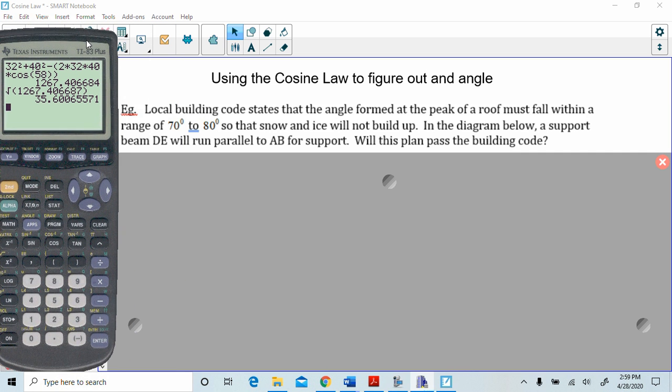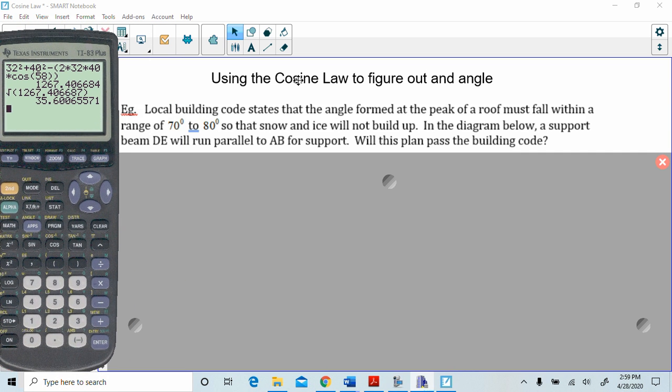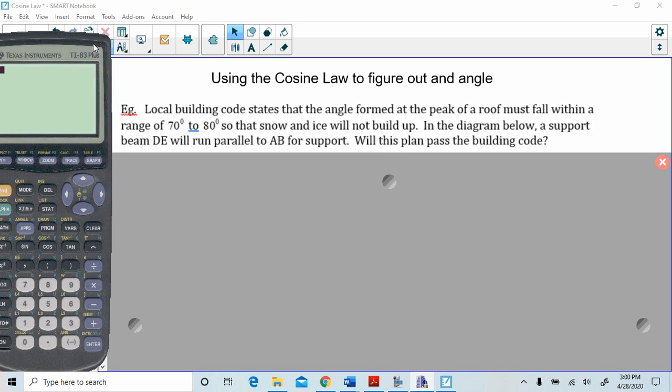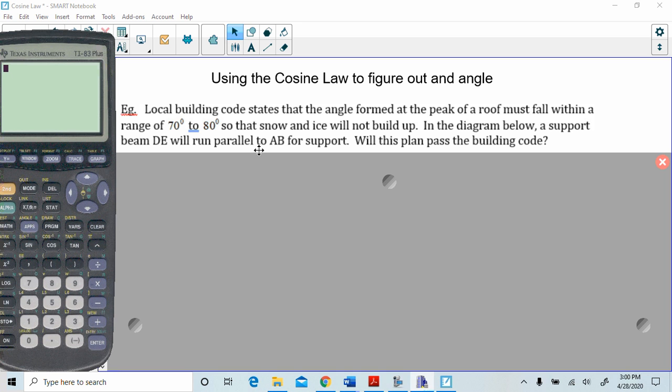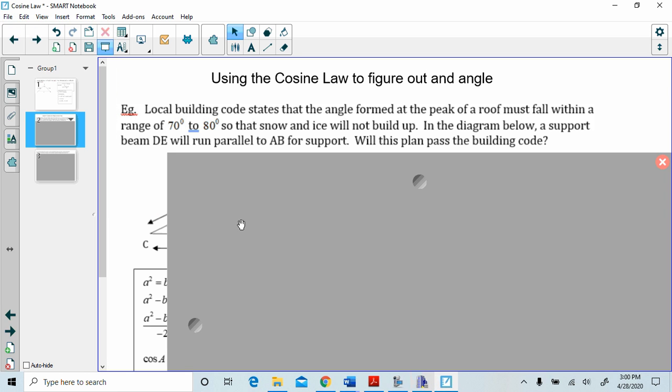Okay, so in this scenario, we're going to use the cosine law to figure out an angle. So the scenario we're given is a local building code states that the angle formed at the peak of a roof must fall within the range of 70 to 80 degrees so that the snow and ice will not build up. In our diagram, we have a support beam DE, which will run parallel to the line AB. And our idea is, is the angle that's up there going to pass the building code? So is it between 70 and 80 degrees? So that's kind of what we're going to be looking for to solve when we're solving this. Okay, so let's, again, get something to work with.